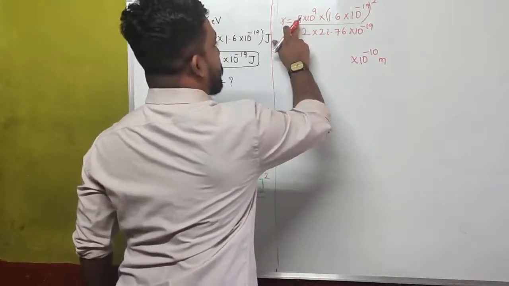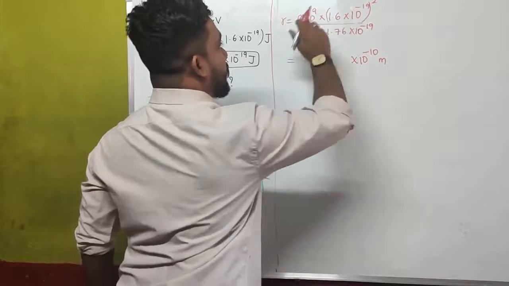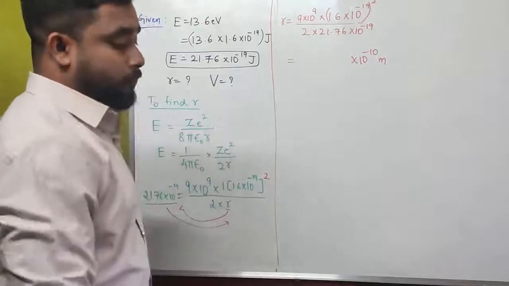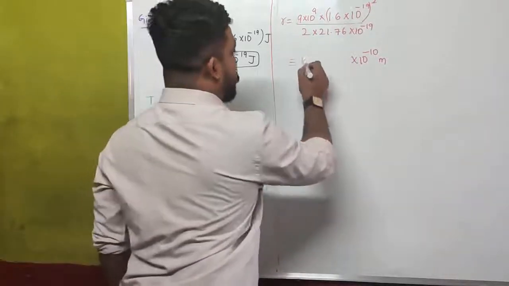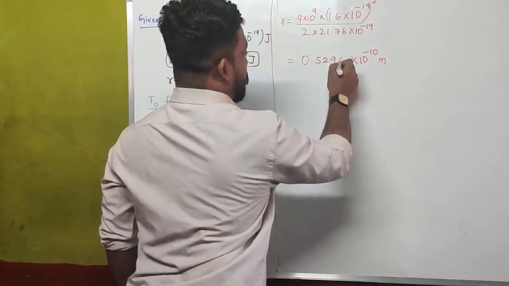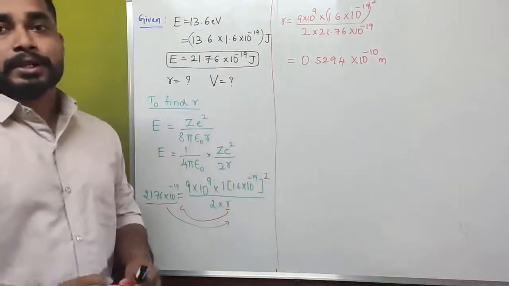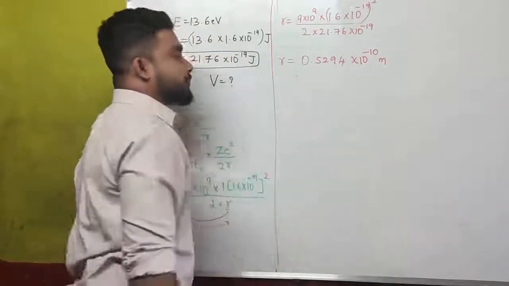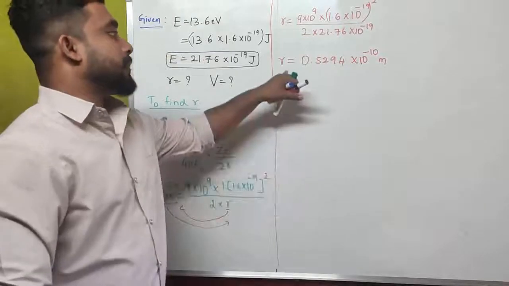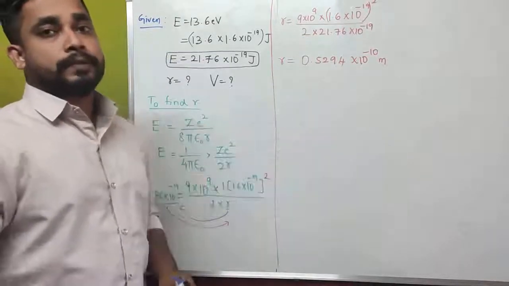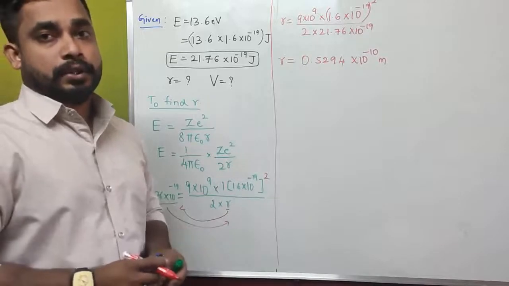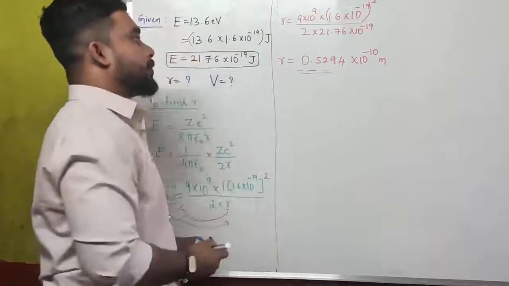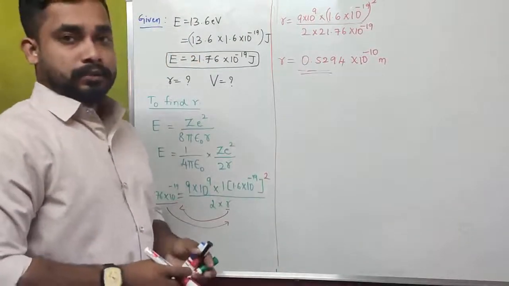If we multiply 9 into 1.6 into 1.6, and again divide the numerator by 2 into 21.76, that will be approximately 0.5294 × 10^-10 meter. Actually, this is the radius between the center of the nucleus and the first orbit of a hydrogen atom. This is the value, that is 0.5294 × 10^-10 meter.